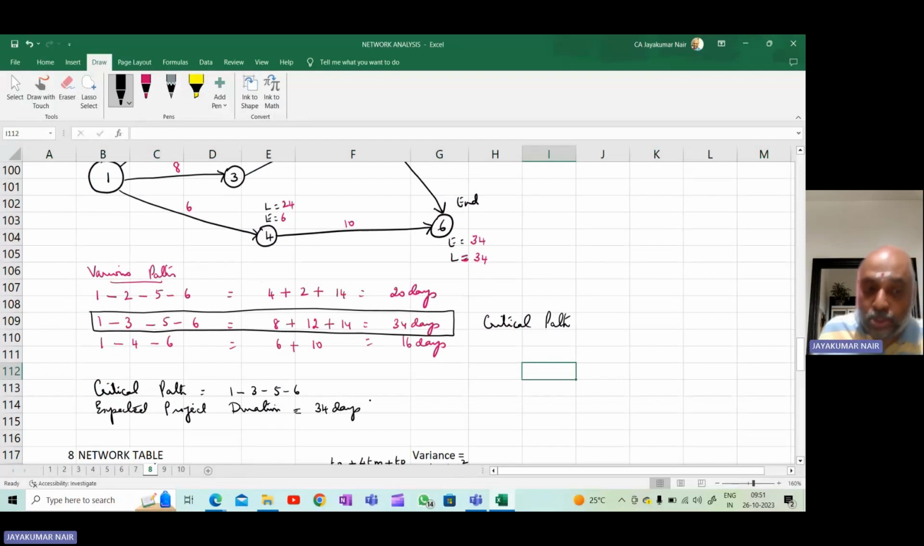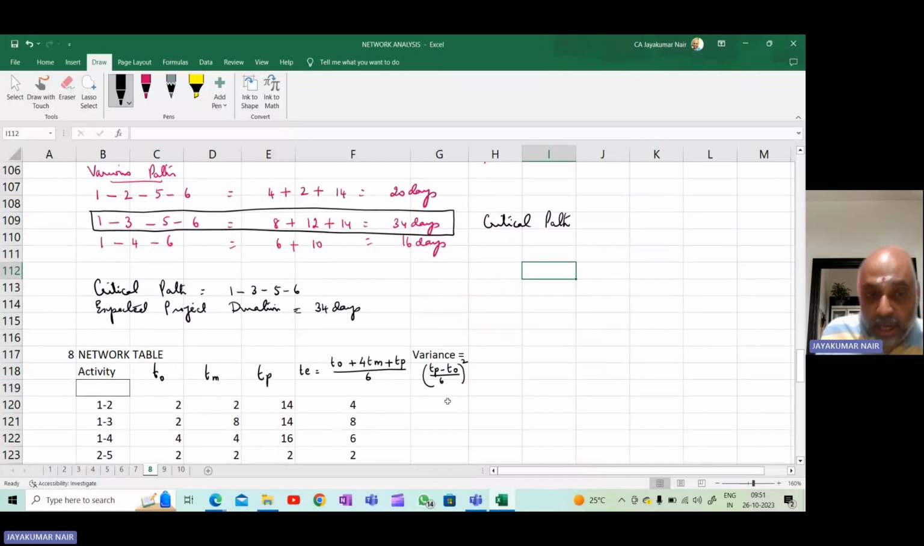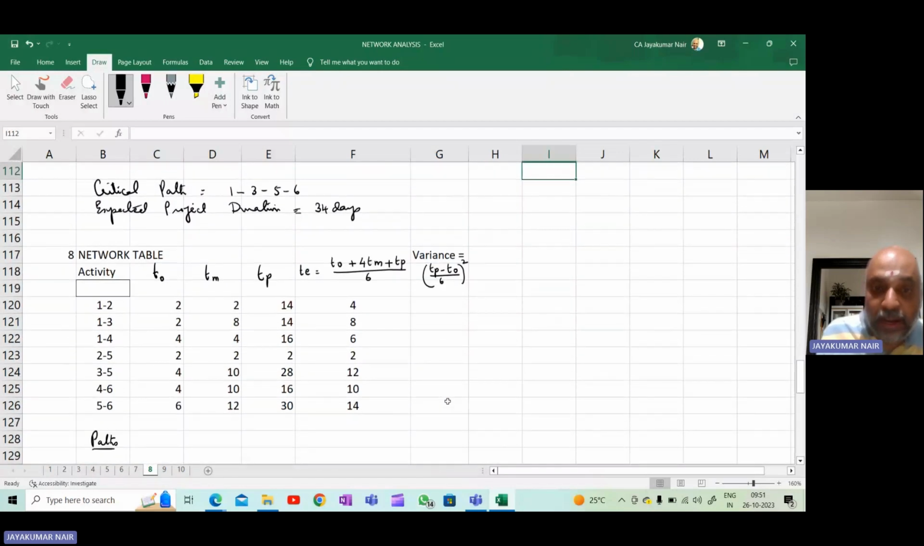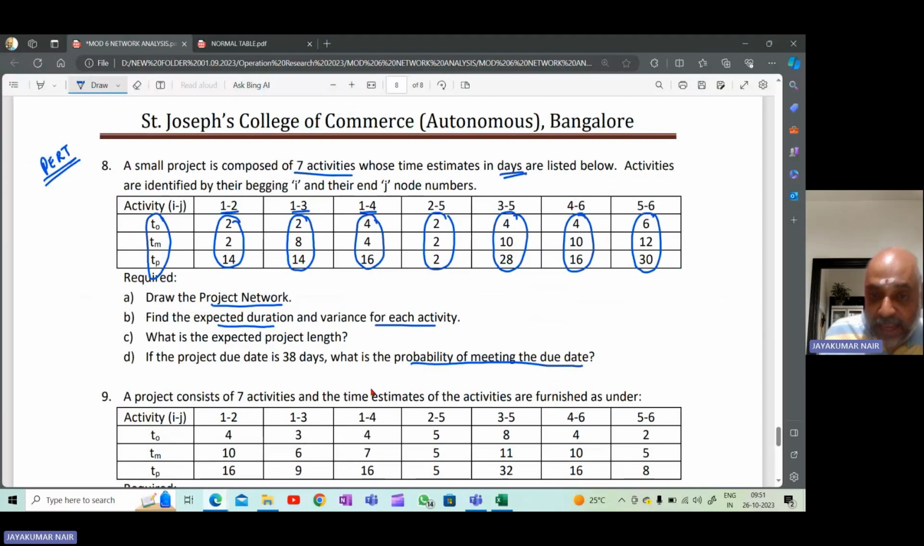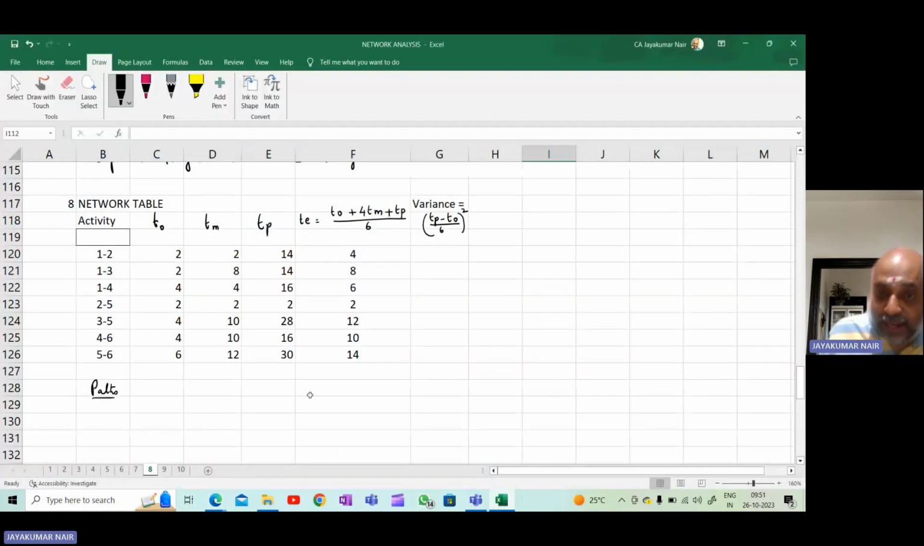So we have drawn the network diagram. We have identified the critical path and the project duration. Now, they are also asking you to compute the variance for each activity. Now, what is variance? The variance formula is TP minus TO by 6, the whole squared. So how do you do it?